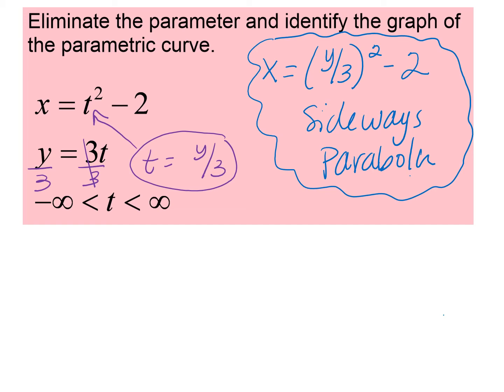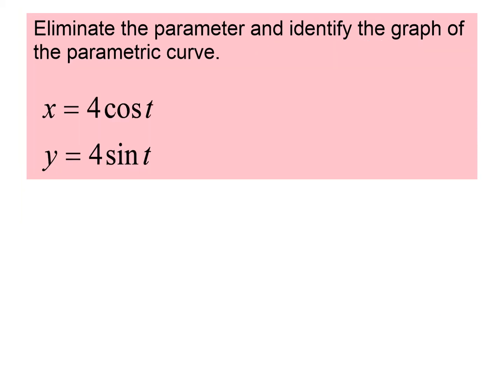Okay, I think I have one more example, and the next one's pretty tough. I don't really expect you guys to be able to do this one by yourself. It says eliminate the parameter and identify the graph of the parametric curve. So same directions. And we have x equals 4 cosine t and y equals 4 sine t. Some of you I know are cringing right now because you see trig functions. It's really going to be okay.